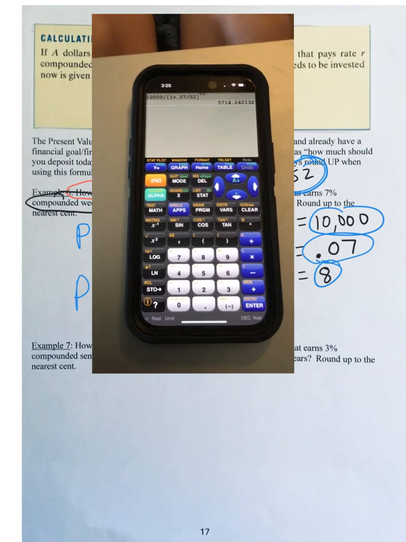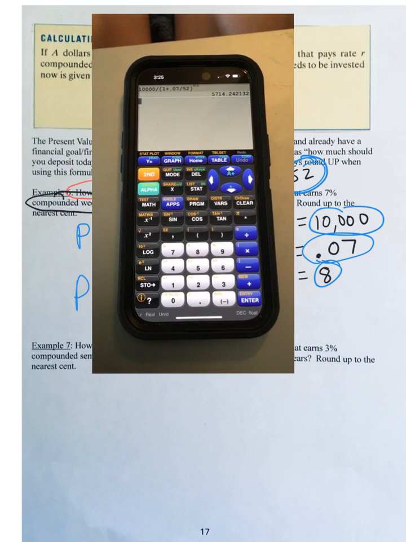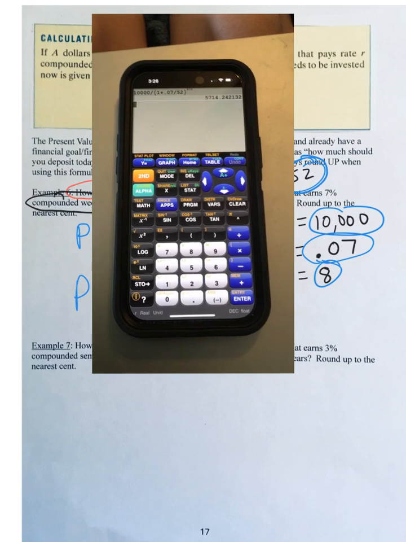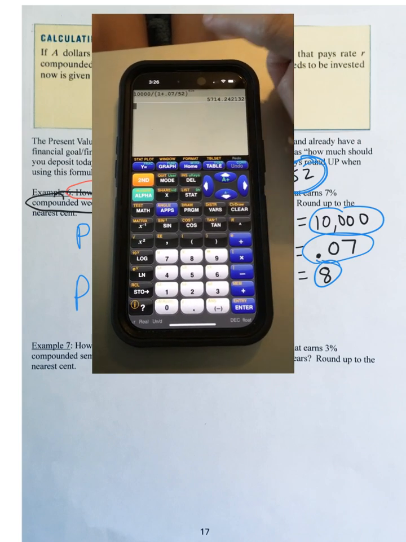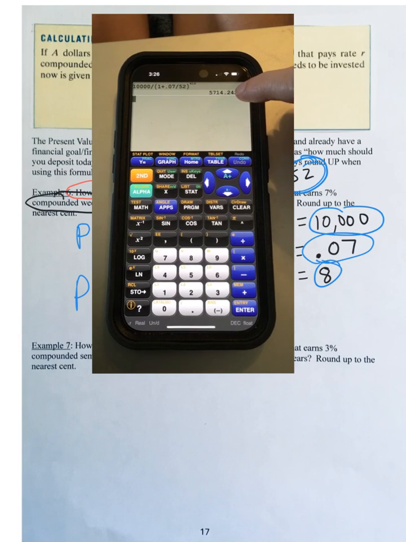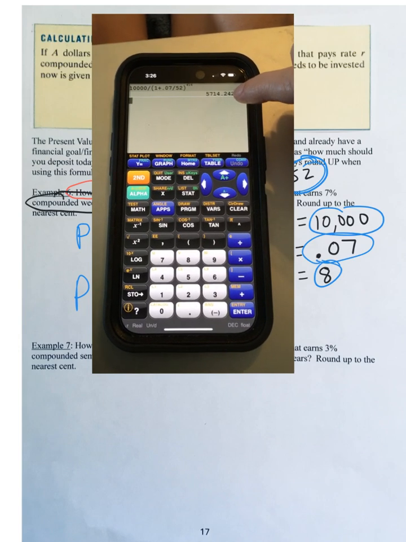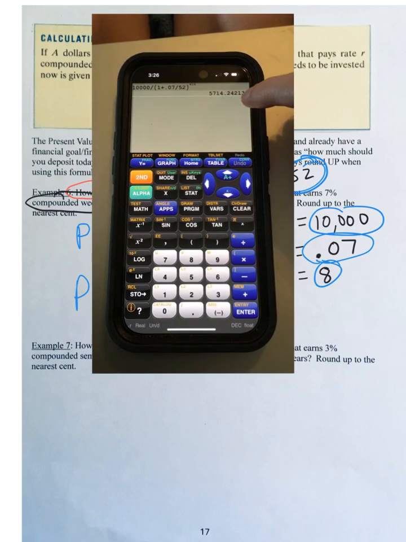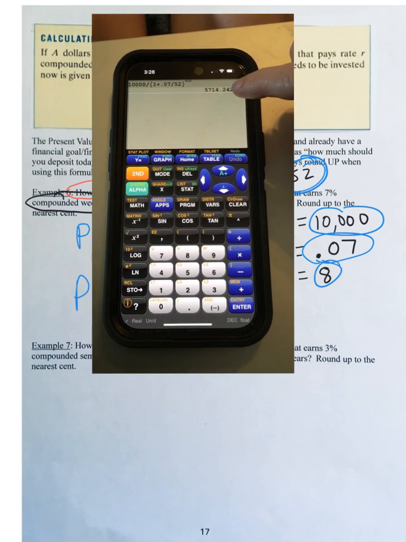Also, don't forget, we always round up in this formula. It does literally say round up when you read that word problem. So the 24 cents will be bumped up to 25 cents because it says round to the nearest cent. So final answer, $5,714.25.